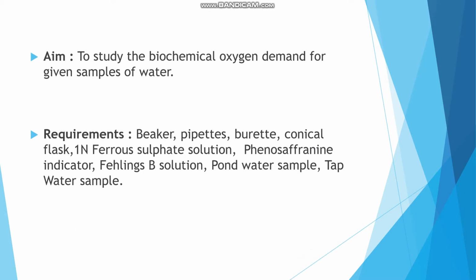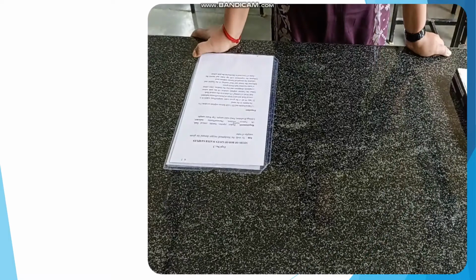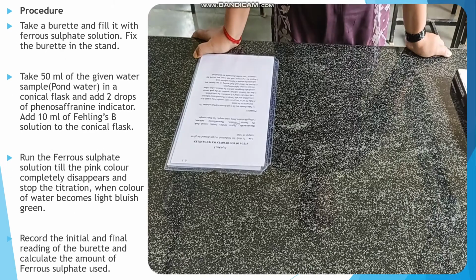Requirements are beaker, pipettes, burette, conical flask, 1 normal ferrous sulfate solution, phenylephrine indicator, Fehling's B solution, pond water sample and tap water sample. Let's start with the procedure.